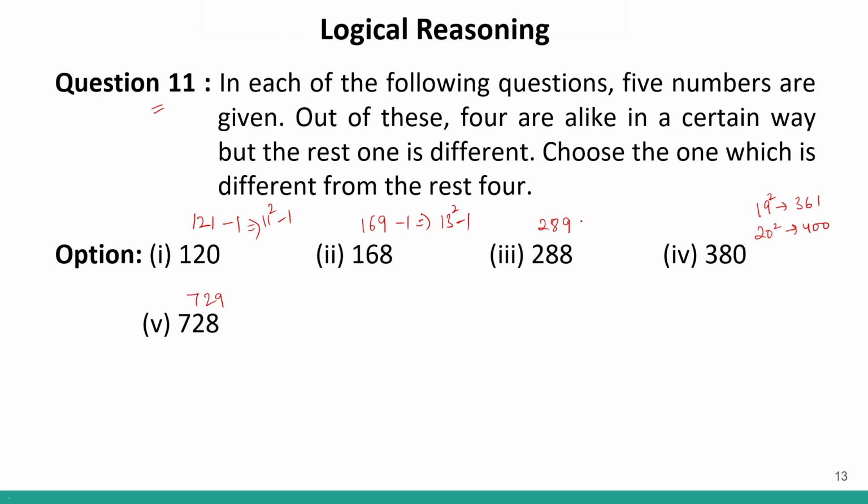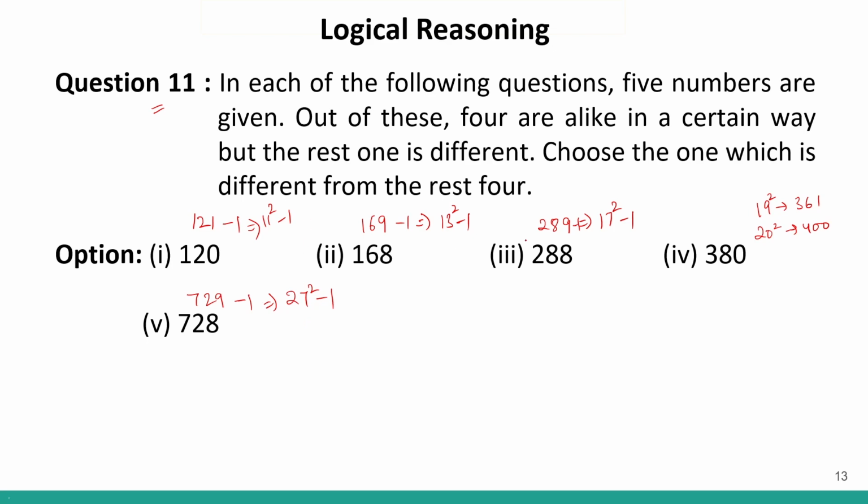This is 288. So 289 is which square? 289 is the square of 17. So this is 17 square minus 1. Similarly, this is 729 minus 1. So 729 is the square of 27. So this is 27 square minus 1.